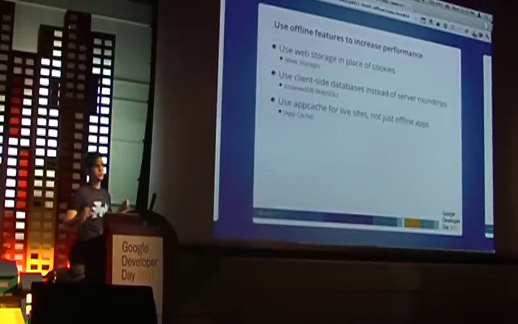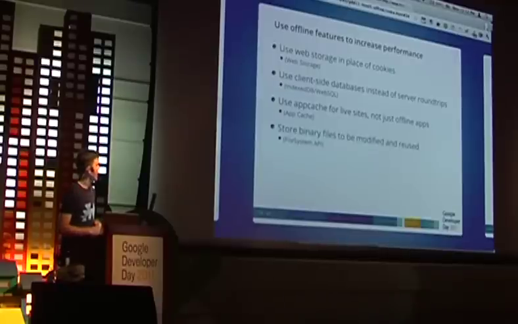You can use app cache to cache assets for live sites. In addition to the offline use case, you can use it for live sites. And lastly, using the file system API is a really interesting way of just holding on to large binary files, and you can even manipulate these files and adjust them on the fly instead of always asking for the newest one from the server. So the file system API is still pretty new, but I'm excited to see where we can take it.